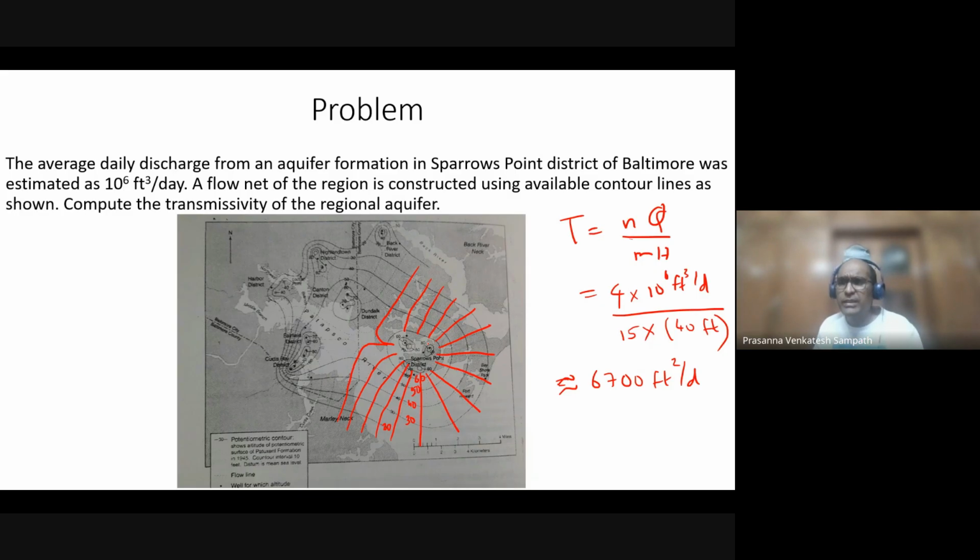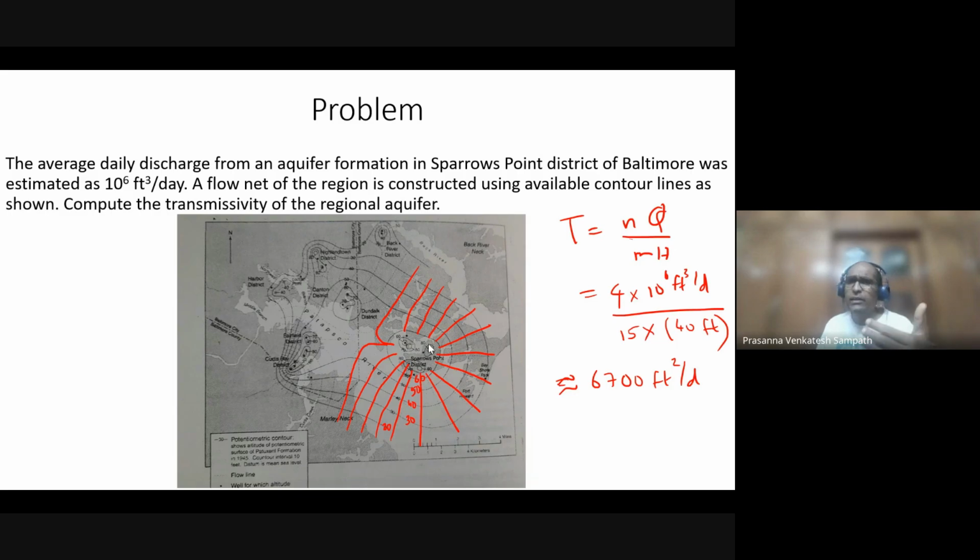So when you put all those numbers into this equation, you are able to estimate the average transmissivity in this particular region, which happens to be around 6,000 something feet square per day. Okay. Now, remember that this is an approximate way of computing the transmissivity. It's not a very precise estimate, but anyway, our transmissivity numbers are not supposed to be accurate to the third decimal place and so on.